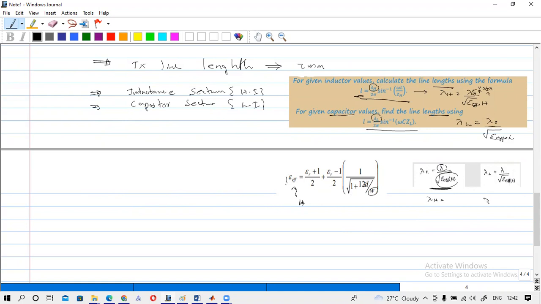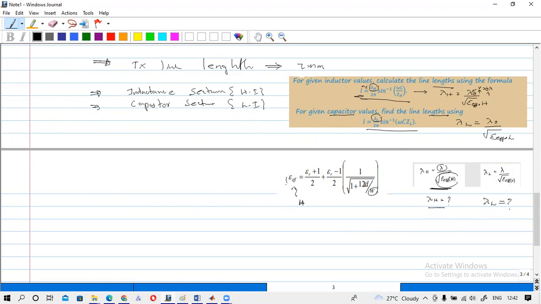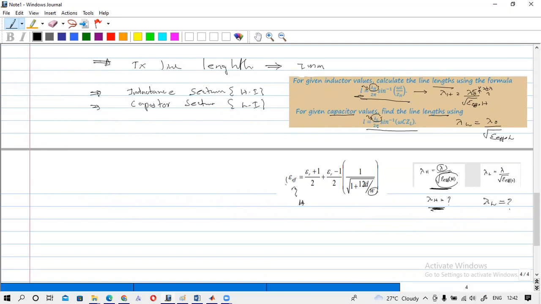Then you can calculate the guided wavelength related with the low impedance line section. You can calculate this value and this value. Once you calculate them, you can directly put them here. That value will not be affected by the length. It is only affected by the w, d, and epsilon r value. So once you calculate this value, it is a constant.